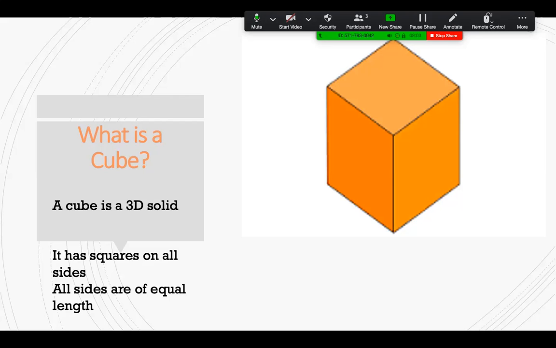First of all, I want you to read what you're seeing on the screen. What is a cube? Can you read? From the beginning. A cube is a 3D solid. It has squares on all sides. All sides are of equal length. Okay, so do you agree with this, Khalid? Yes. So all the sides or all the faces have the shape of the square and all sides are of equal length.